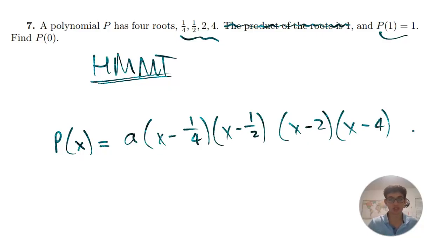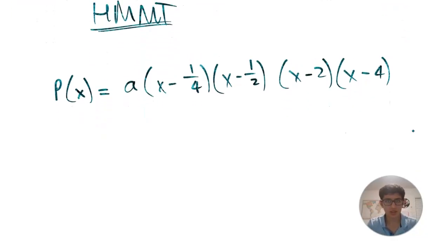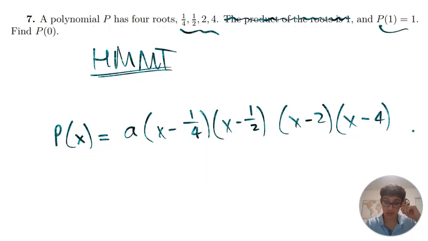Okay, now p of 1 is equal to 1. This probably will help us because these will all become some number and we can figure out a. And then once you figure out a, pretty easy to just figure out what p of 0 will be, because again, this will become some constant, right? So, all right, let's see. Now, do we even need to figure out a? That's a real question, because, well, let's just plug it in and see.